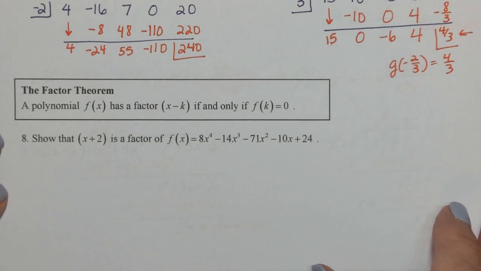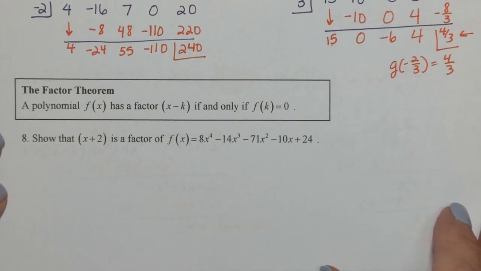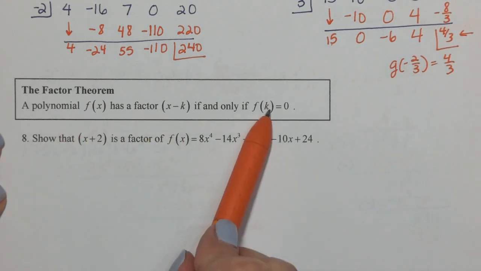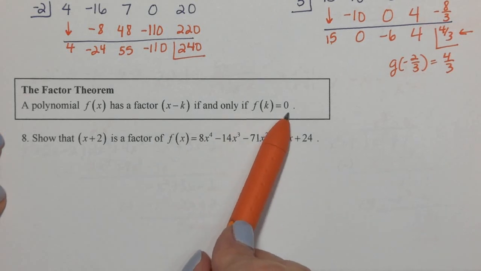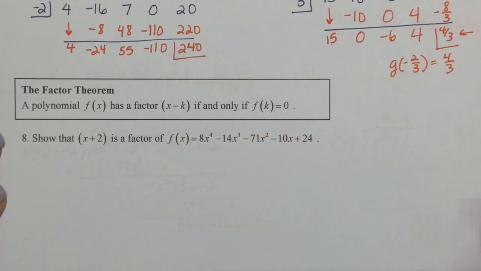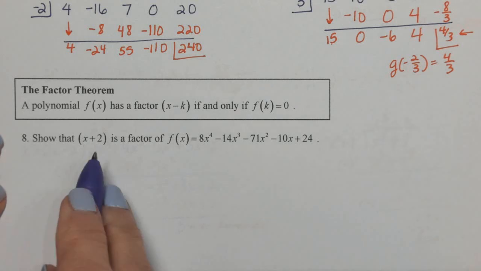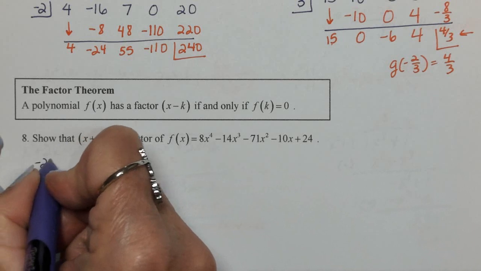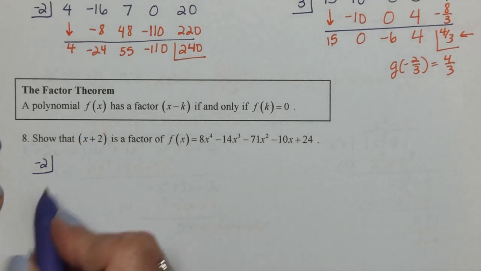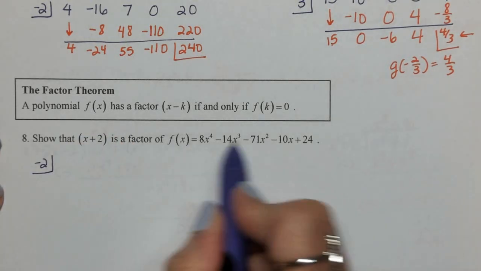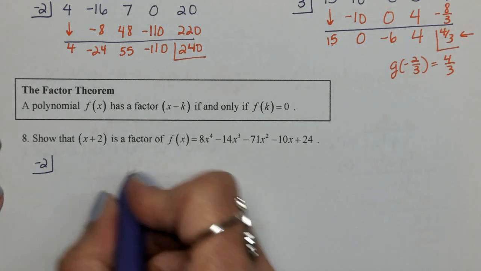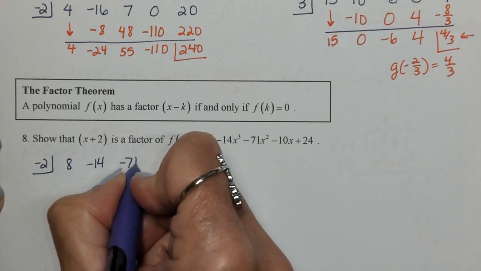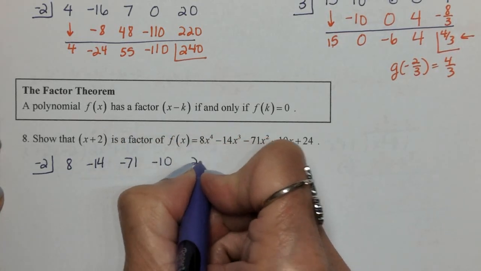One more theorem, the factor theorem. The polynomial has this as a factor if the remainder is 0. If f of k is 0, which means the remainder is 0. Makes sense. Show that this is a factor of f. So I'm putting negative 2 into the box to take care of the x plus 2, and I'm putting my coefficients down. So 8, negative 14, negative 71, negative 10, and 24.